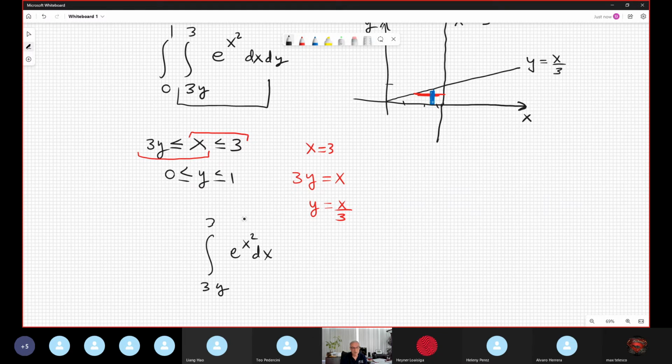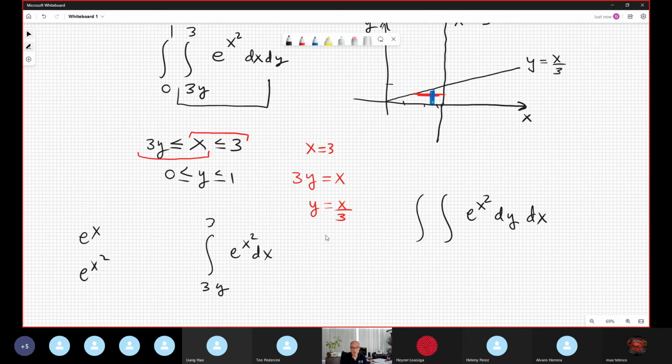This function, e to the x squared, has no antiderivative. E to the x, yes, but e to the x squared, no. No antiderivative. So it is mandatory that I change the order of integration. I change the order in this way.